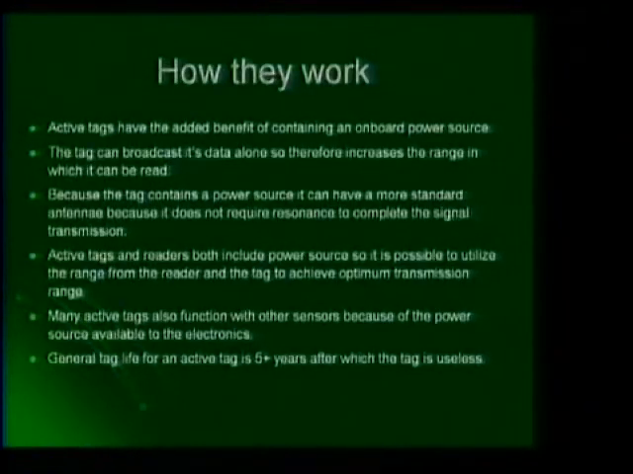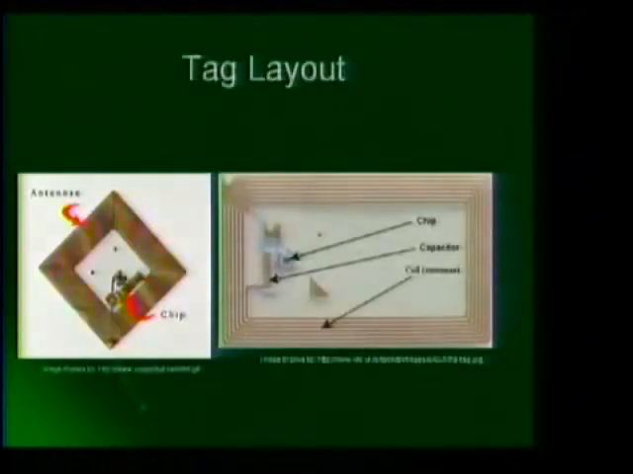And like I said, the active tags cost more. The cheapest one you're going to find is going to be around the $1 range apiece. And that's a big difference compared to the 5 cents on the passive tags. So your active tags aren't going to be implemented as much, and they're not going to be on all our T-shirts and stuff like that. So the big brother tracking us is a little bit further off.